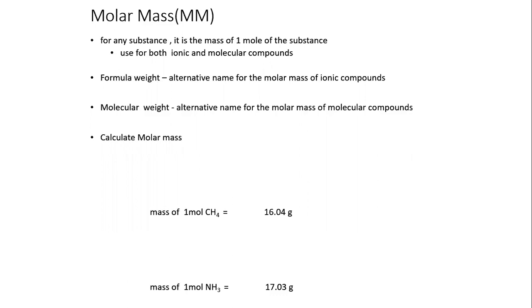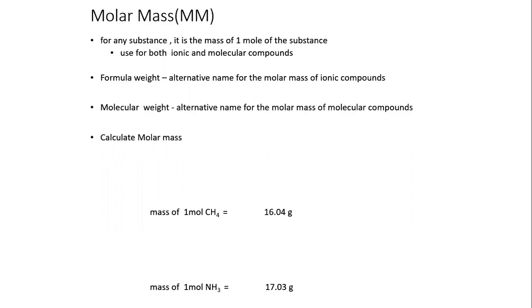Now for substances that are not elements, say compounds, what we need to do is we add up the number of each type of element in the compound, multiply it by its molar mass, and then we add up each element's contribution to the compound. And we'll look at some examples of that in just a second.